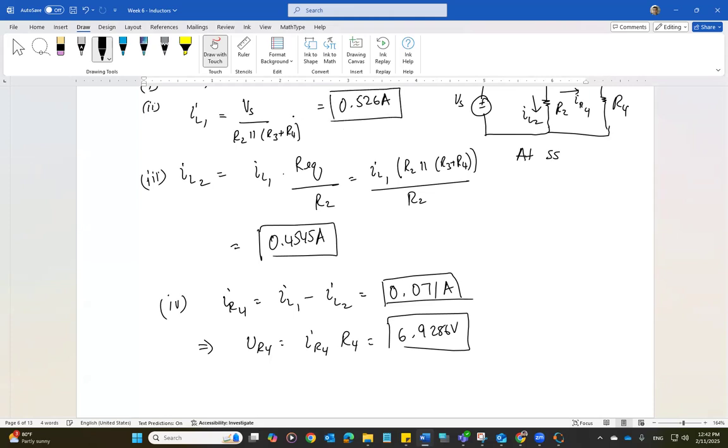The important thing in a problem in which you have inductors and the circuit is operating at the steady state is that you assume the inductor is acting as a short circuit, replace all the inductors by short circuits, and then solve the problem and find whatever quantities you're trying to find.